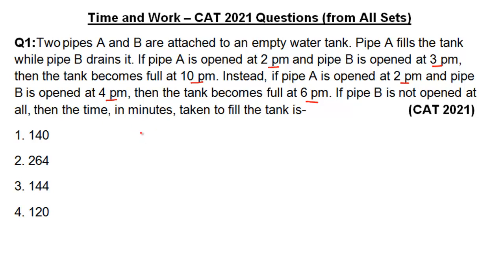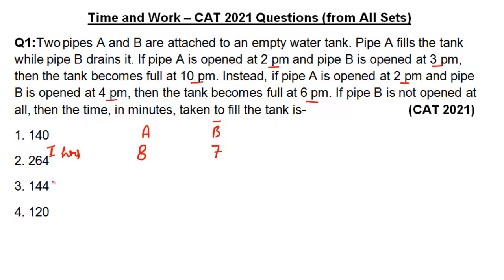So there are two pipes A and B. A is the inlet while B is the outlet pipe, and pipe A is opened at 2 p.m. in one situation and the tank is full at 10 p.m. So that means pipe A was open for 8 hours, right? And pipe B, the outlet pipe, you open at 3 p.m. and the tank fills at 10 p.m. So that means pipe B was opened for 7 hours. So this is situation 1. Here I have written the number of hours both pipes were opened, right? So this is the first situation.